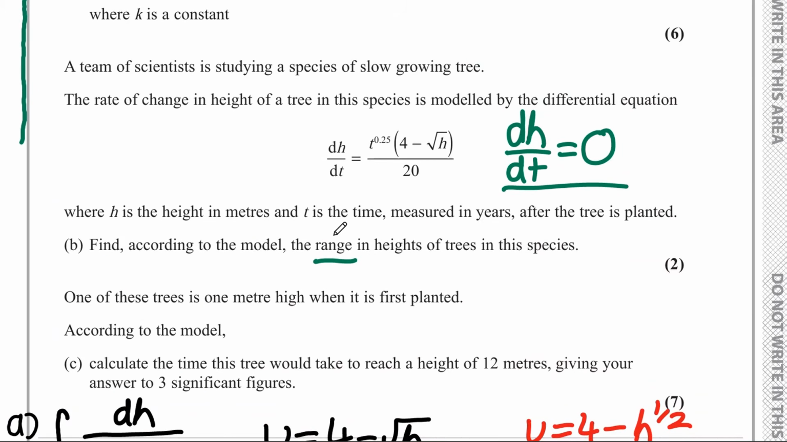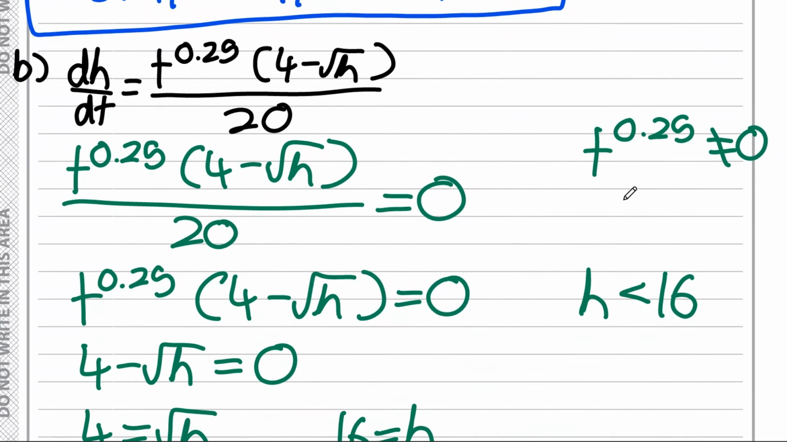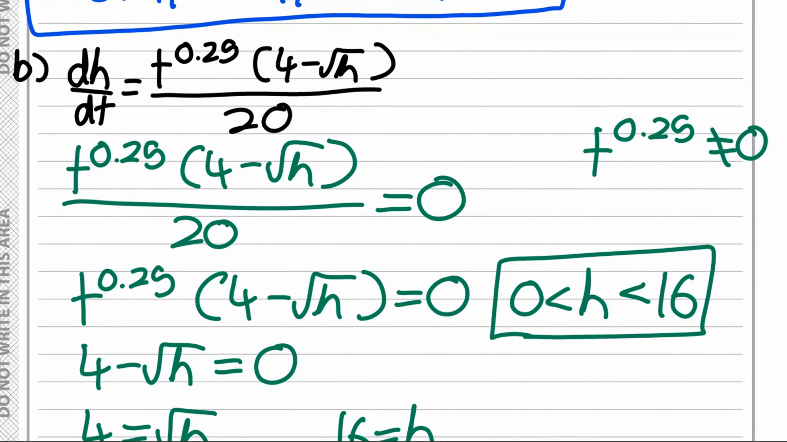And as t is the time after the tree is planted, I assumed it was planted as a seed, and this would be where the height is 0. So I would give the answer as that h has to be bigger than 0 and less than 16. And this is a valid answer. They would give you the 2 marks for this.